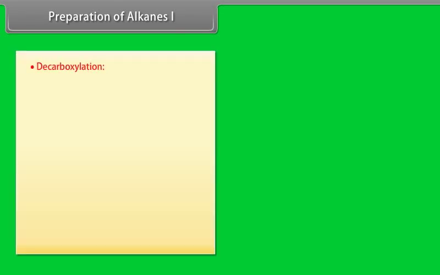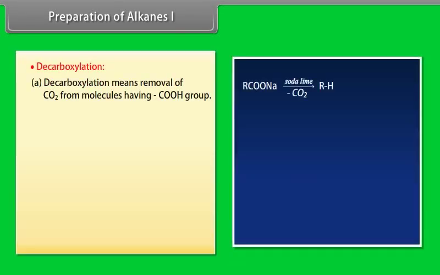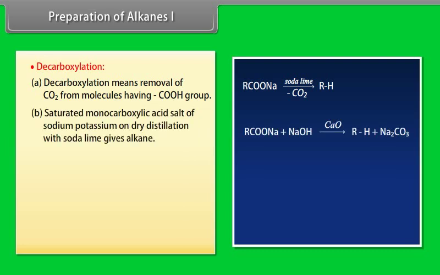Preparation of alkanes, part 1. Decarboxylation. Decarboxylation means removal of CO2 from molecules having a COOH group. A sodium or potassium salt of a saturated monocarboxylic acid on dry distillation with soda lime gives an alkane.